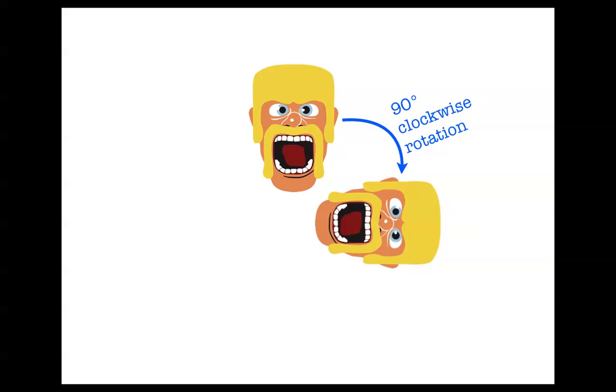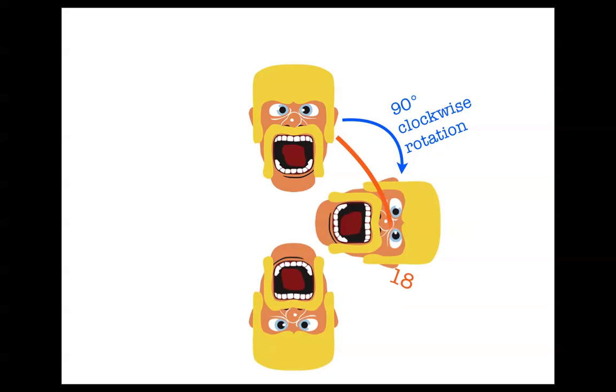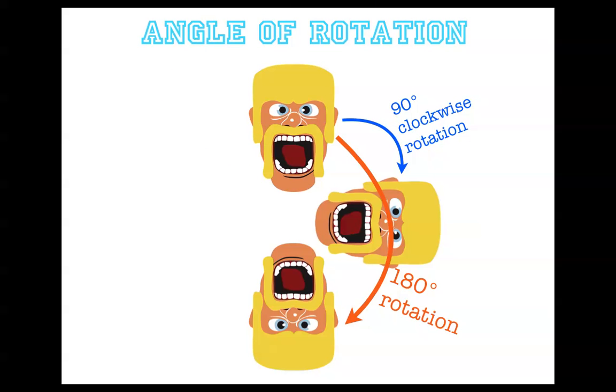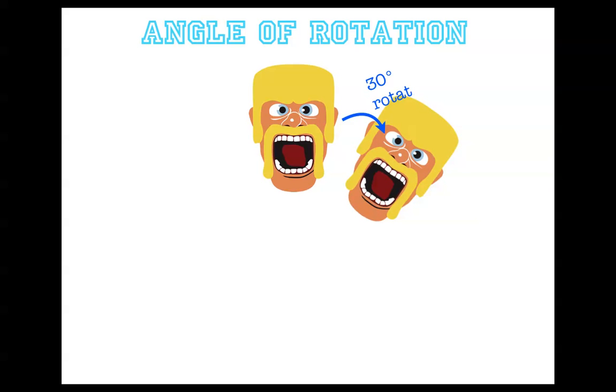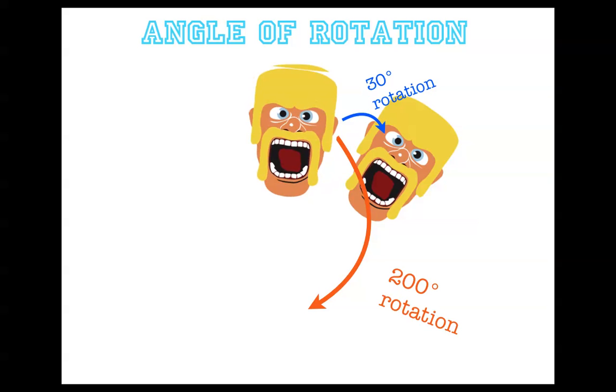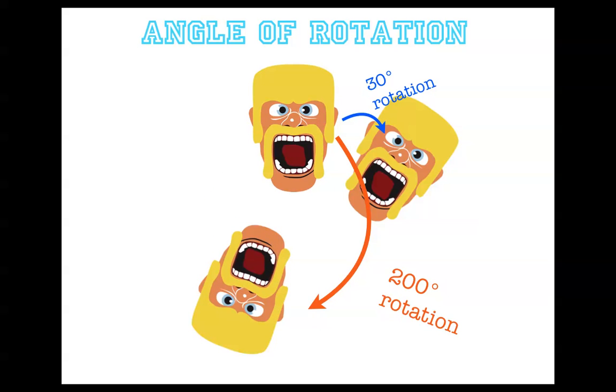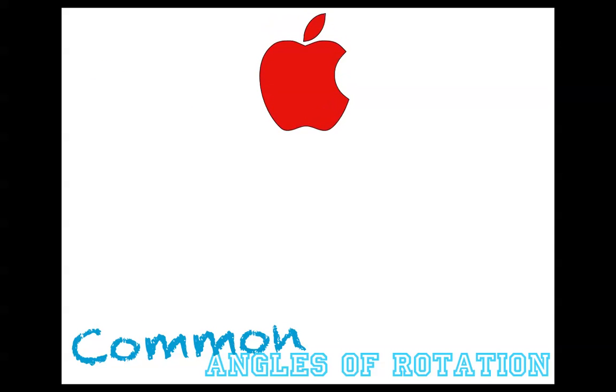Can you go more than 90 degrees? Sure, you can go 180 degrees. And these are all different kinds of angles of rotation. And you don't have to just go by 90s. You can go a little tiny 30-degree rotation if you want to, or you could make a big, huge 200-degree rotation if you wanted to as well. There can be lots of kinds of angles of rotation.